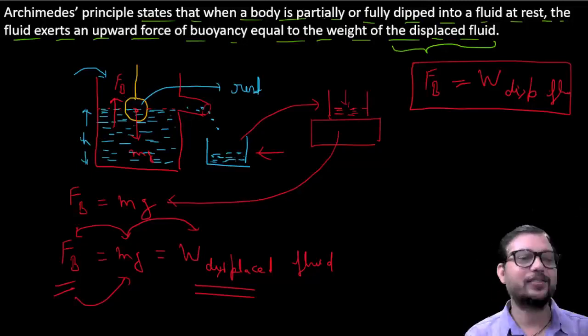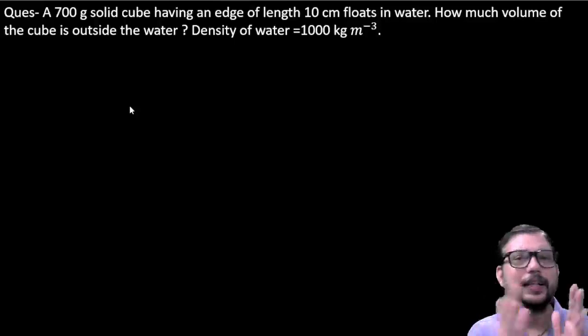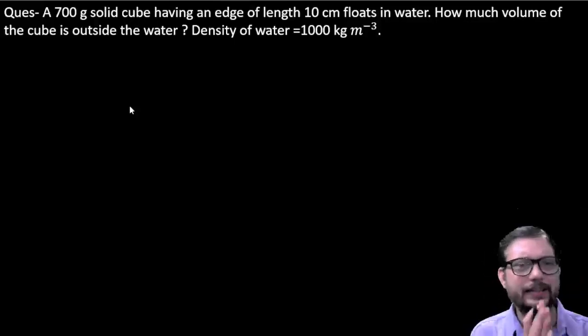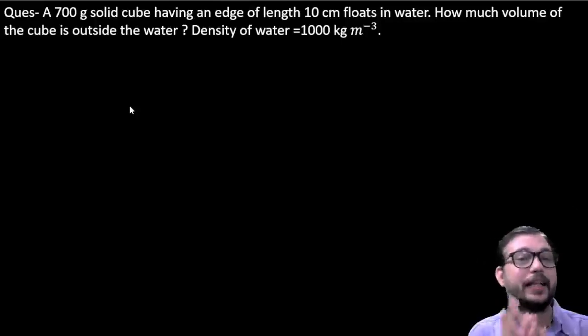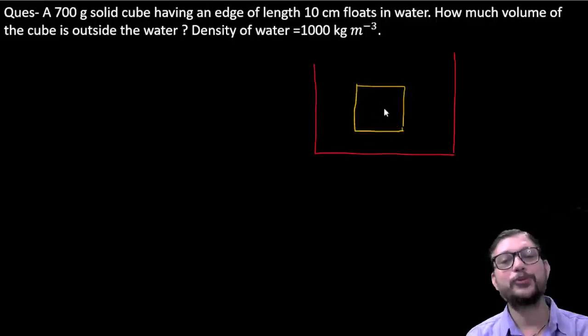Okay, so we will discuss a question based on the Archimedes principle. Here we have a question: it is given that a 700 gram solid cube having an edge of length 10 centimeter floats in water. So firstly we will take a container, let this be your container, like this way. And in that container you have a cube, let this be your cube.